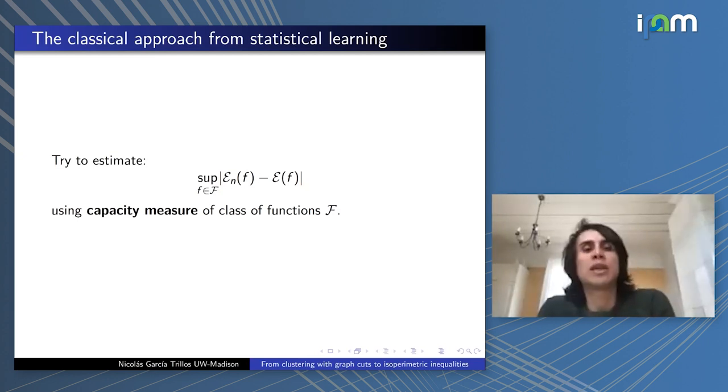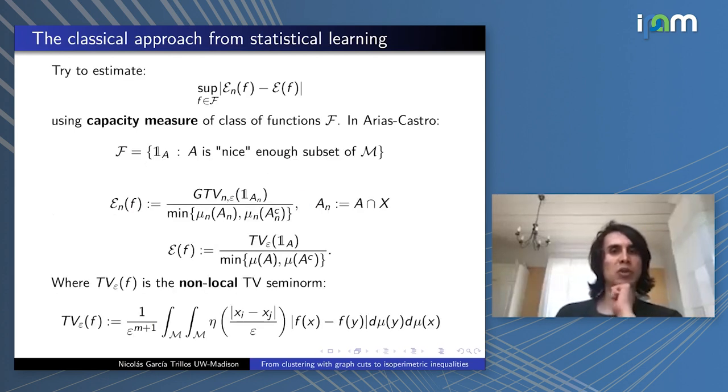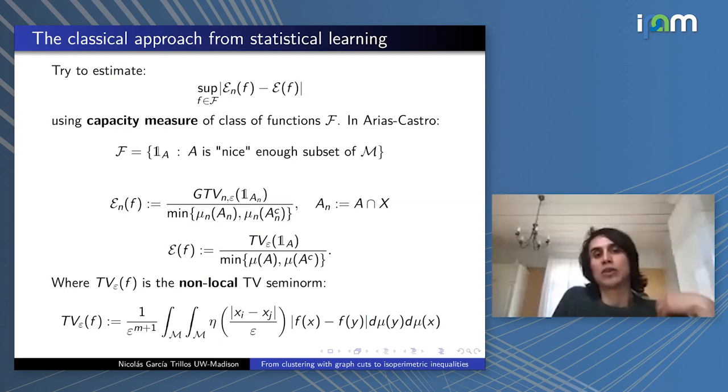And the way one can do that is, well, if the class of functions F is not too large, essentially what you end up doing is some sort of concentration inequality and some smart usage of union bound. So in the case of the paper of Farias Castro et al., the way this would work more or less is by saying, well, my class of functions are some indicator functions. Indicator functions of what? Well, those are nice subsets of the manifold.